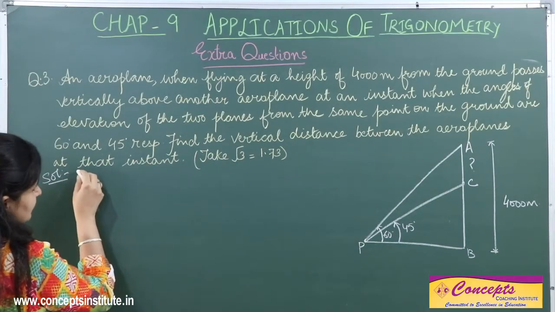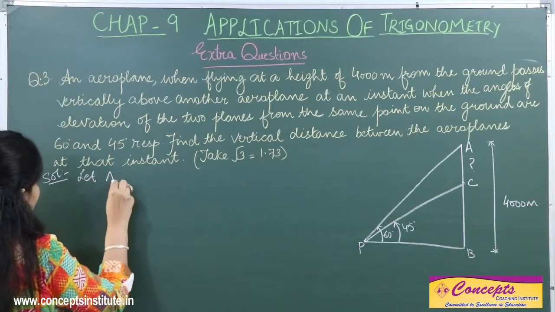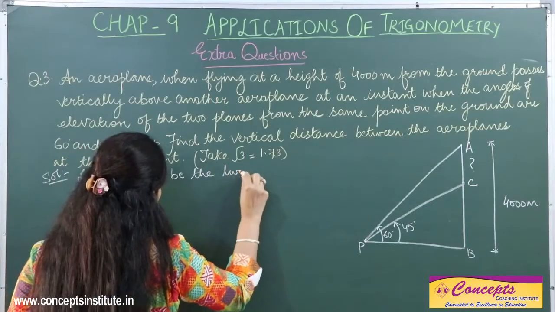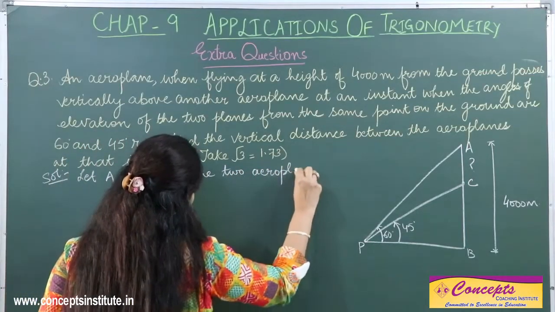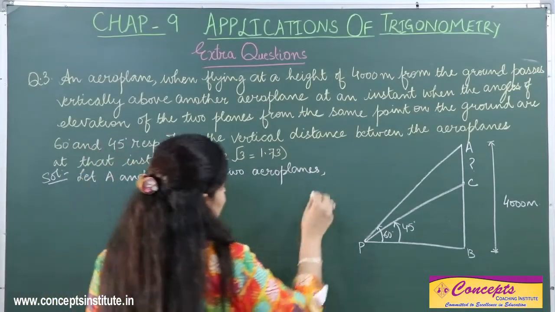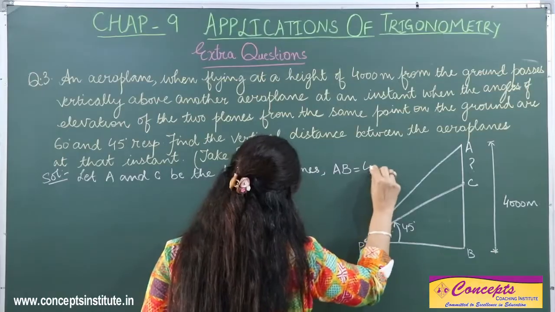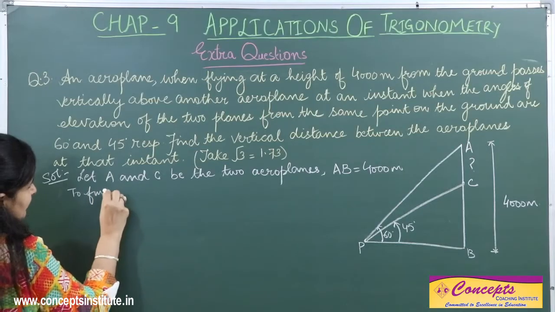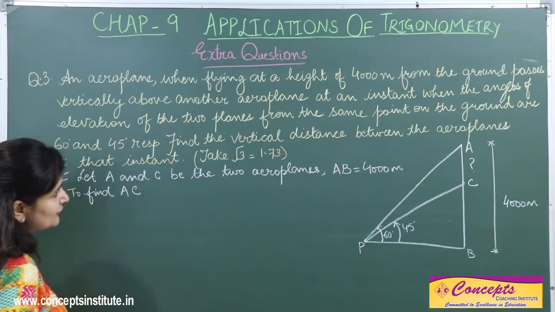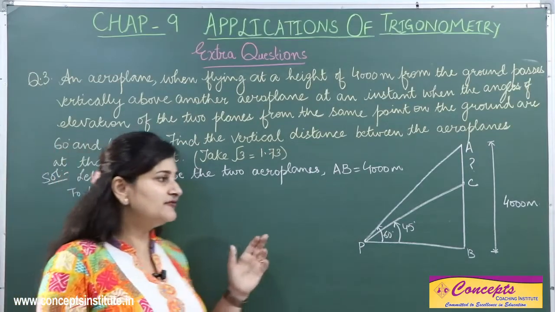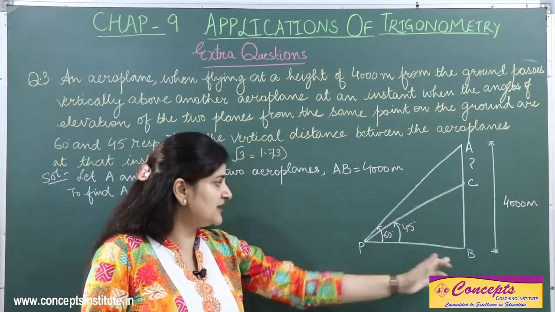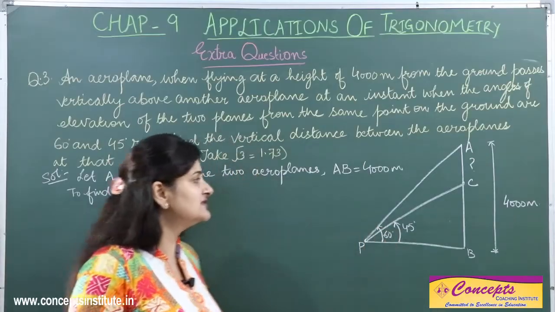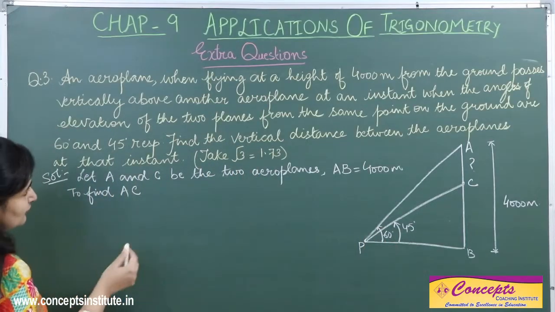So let's just write the solution. Let A and C be the two aeroplanes, and AB, the distance of the first aeroplane from the ground, is given to you as 4000 meter. We are supposed to find the distance between the aeroplanes, that is AC. Now students, we have two right triangles CBP and ABP, and the common link between these two triangles is BP.